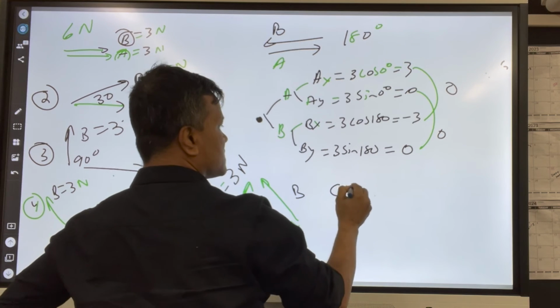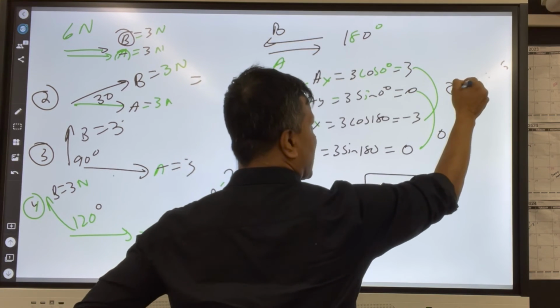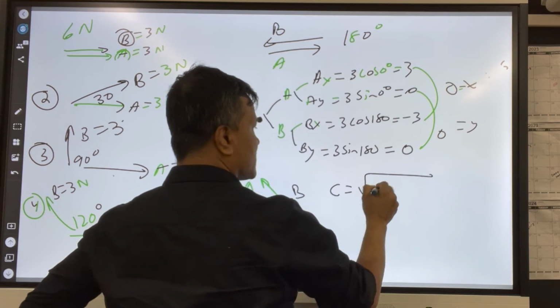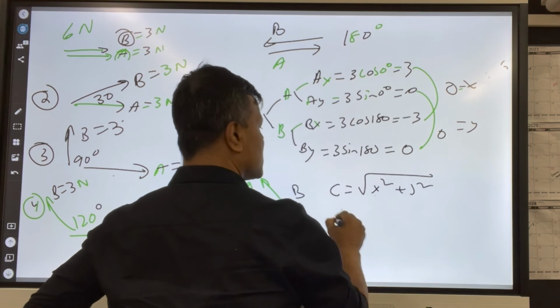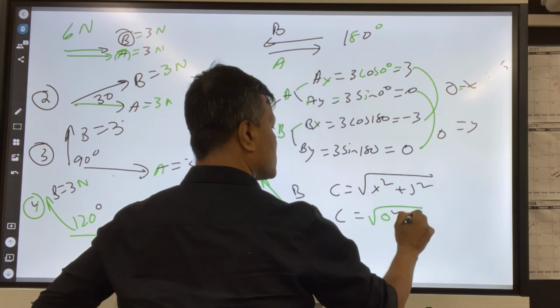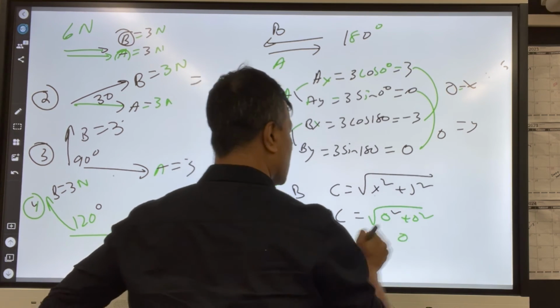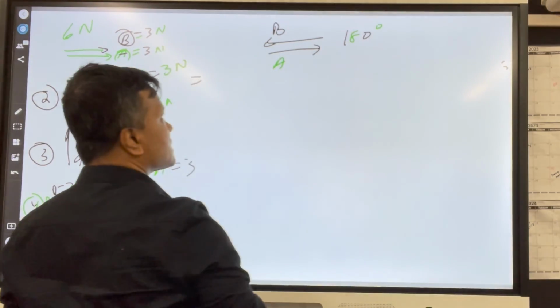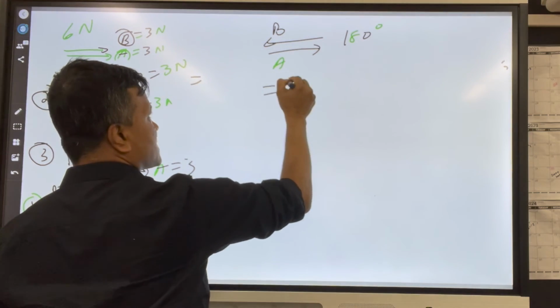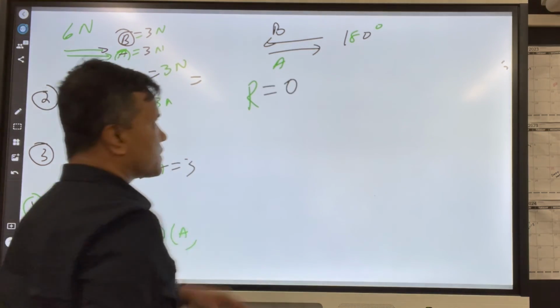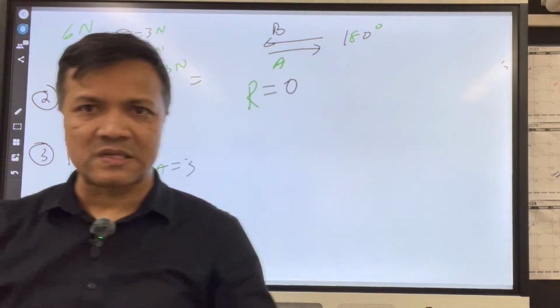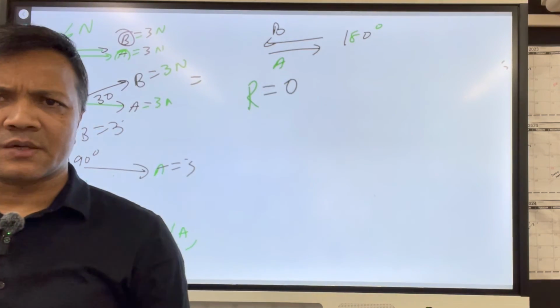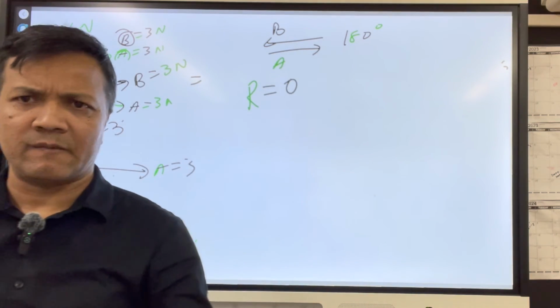So C is equal to x squared plus y squared, right? This is x, this is y. So this is 0 squared plus 0 squared, and C is 0. And how can you draw this? This resultant you cannot draw. You just write that the resultant is 0, because the resultant is 0. And that was what we discussed today, right?